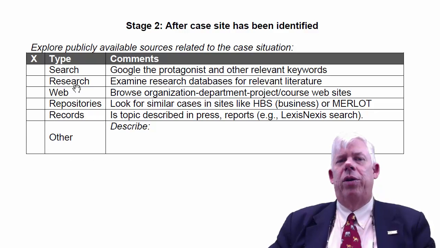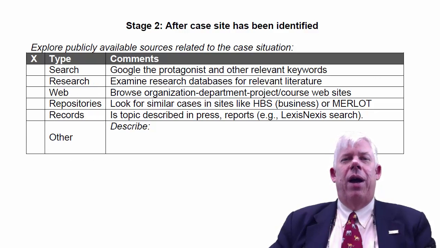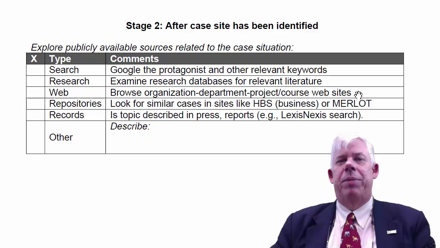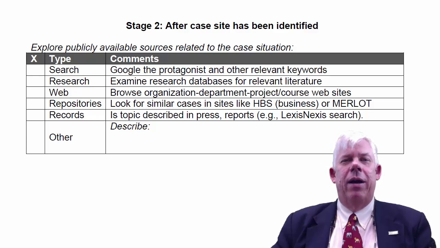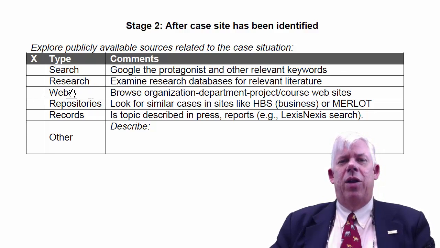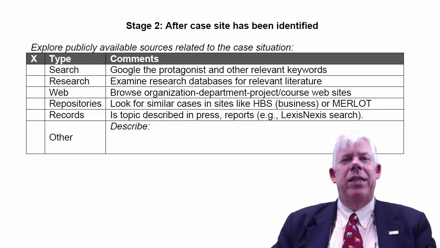You can also look for research articles. One nice thing is if you find a research article or a case study, which might be in a repository, about the organization, that is suggestive of the fact that you are likely to get cooperation when you write a case because they're going to be somewhat familiar with the process. The web is a good place to go. You can browse the organization's website.